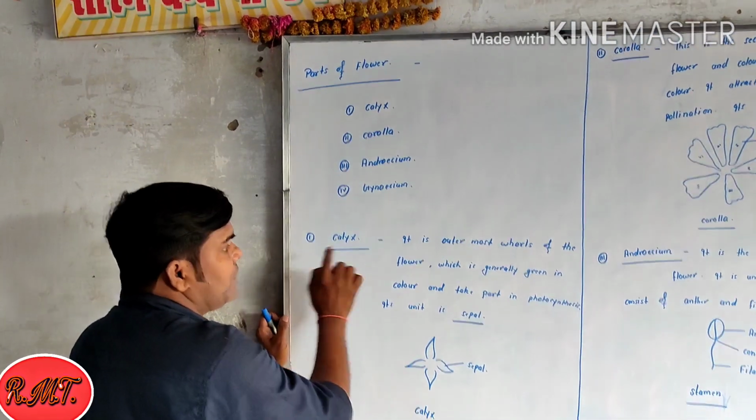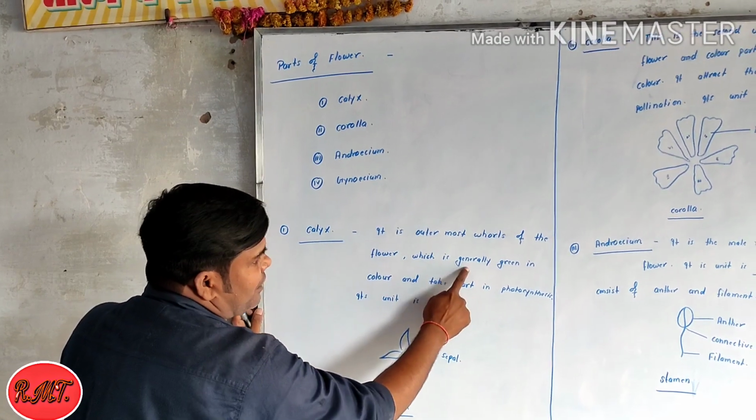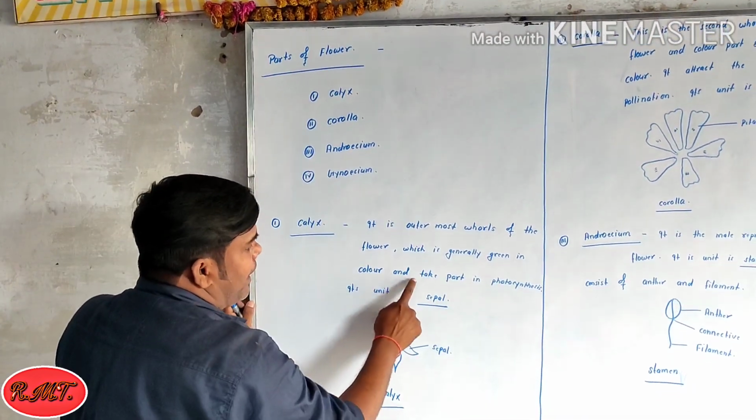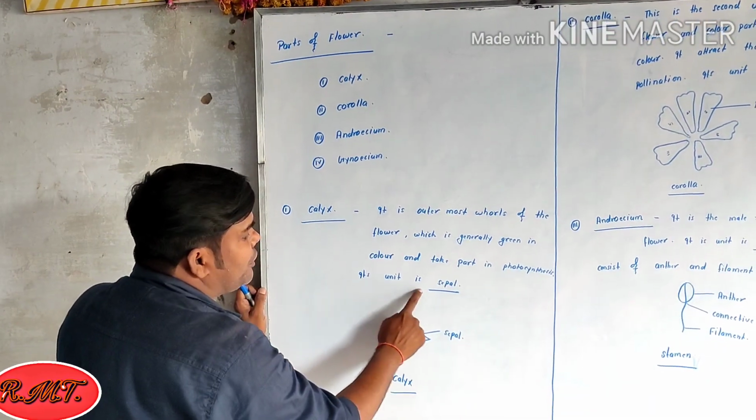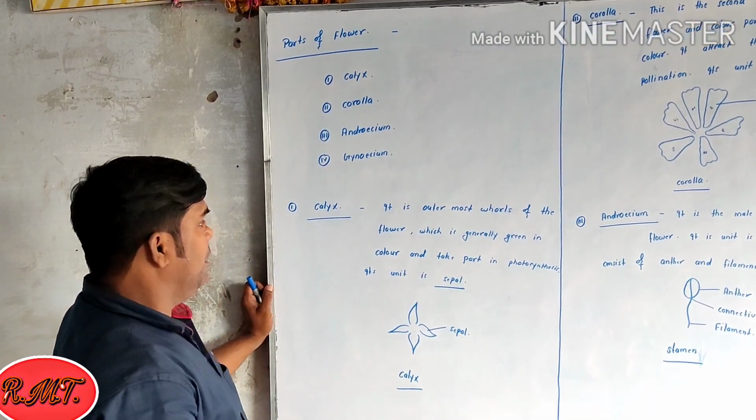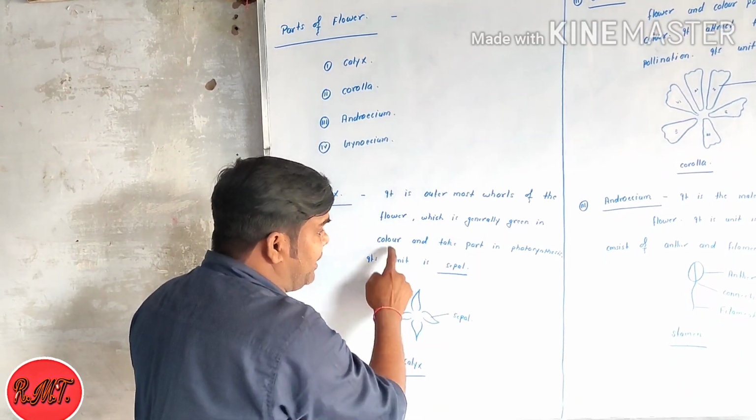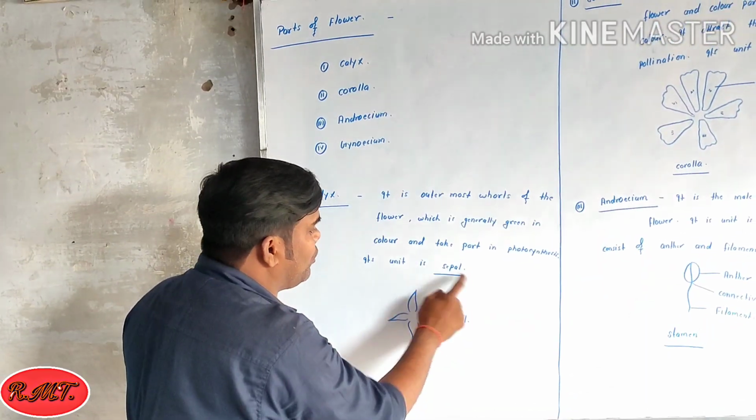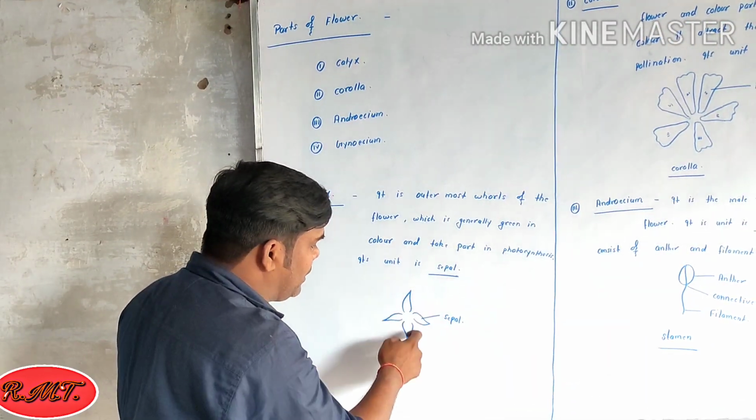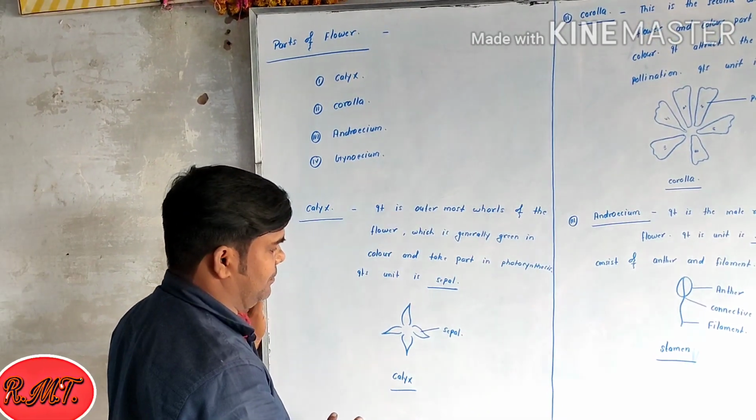Now calyx, it is the outermost whorl of the flower, which is generally green in color and takes part in photosynthesis. Its unit is known as sepal. That means calyx is the outermost whorl of the flower. It is generally green in color and takes part in photosynthesis, and its unit is known as sepal. Here the four sepals combine to form a calyx.